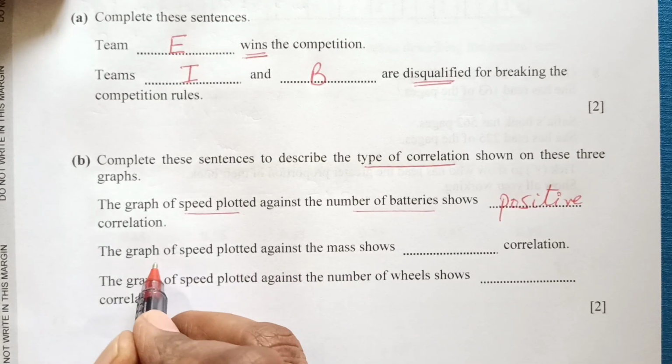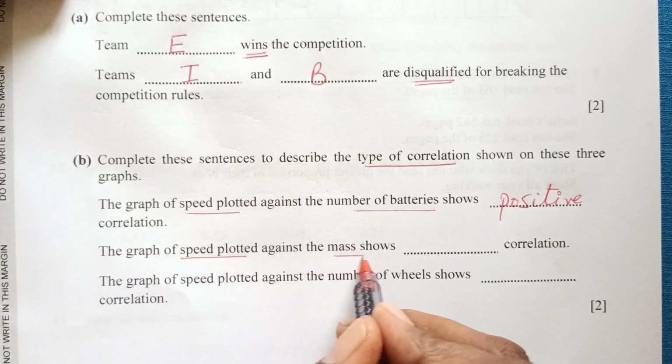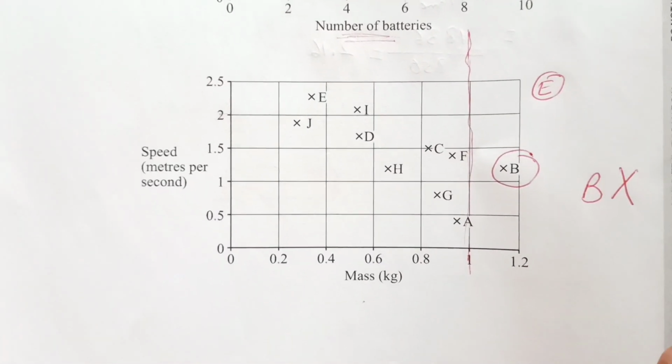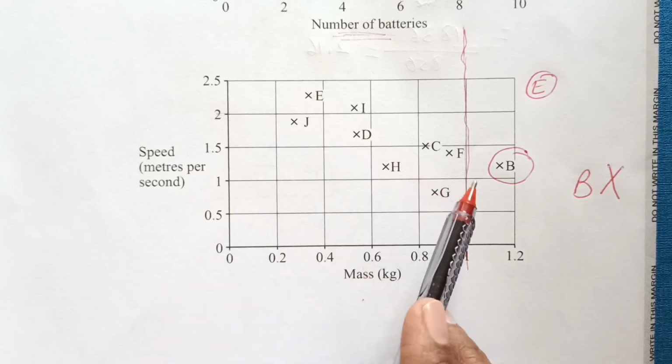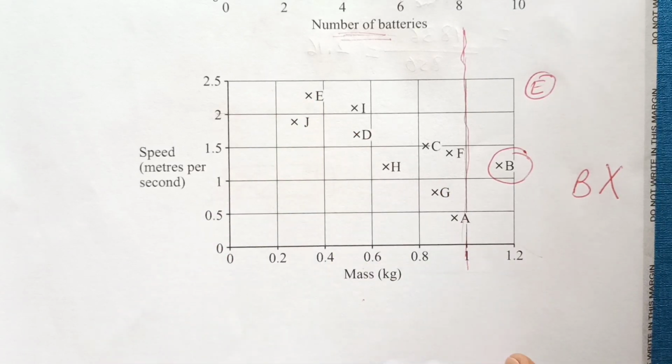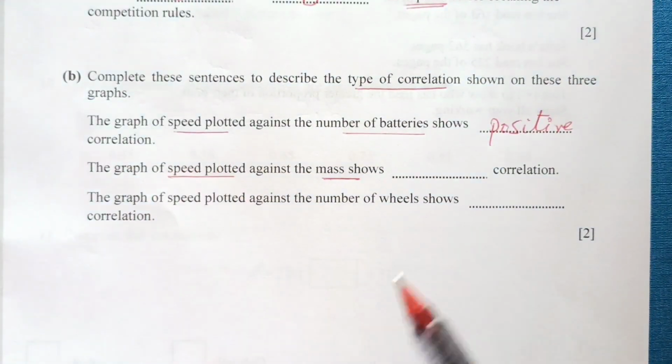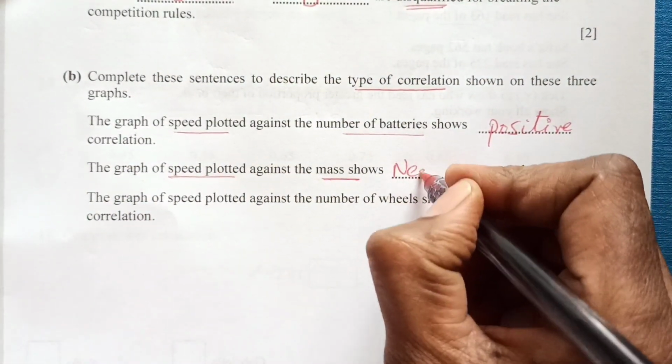Next, the graph of speed plotted against the mass. So we will look for the mass graph. It is here, speed and mass. If you see, all the points are going downward, going this way. So this is a negative correlation. So we are going to write down negative here.